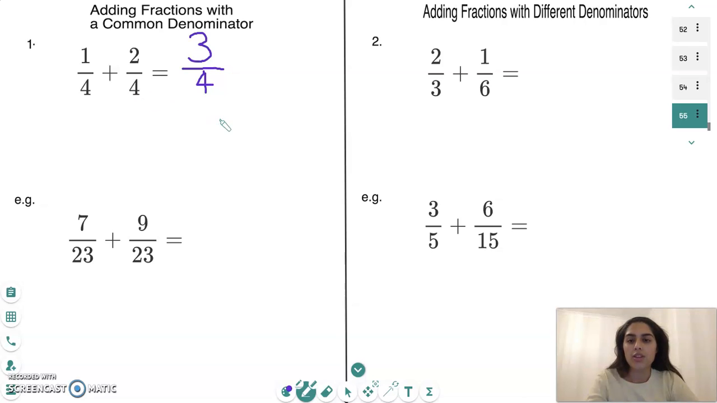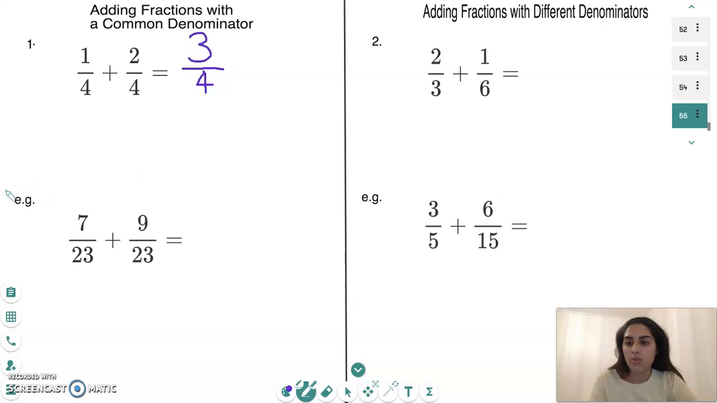Just to summarise and recap that, we have left the denominator in the answer the same, and we've simply added the two numbers called the numerators. The number at the top of the fraction is called a numerator, and the number at the bottom of the fraction is called a denominator. So we simply add the two numerators together. 1 plus 2 equals 3.